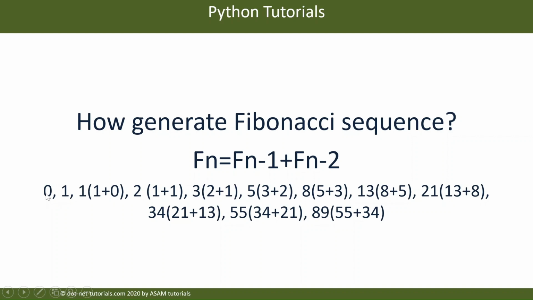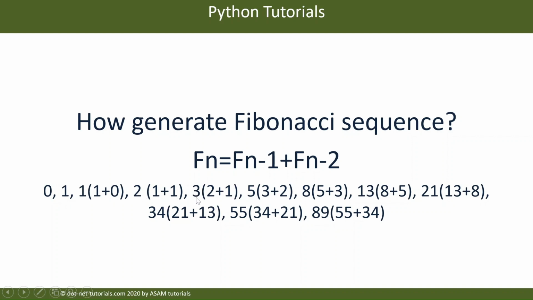Let's take an example with these two numbers. To generate the next one, Fn minus 1 is this and Fn minus 2 is this, so 1 plus 0 equals 1. In a similar way, the next is 2: Fn minus 1 is this, Fn minus 2 is this, so 1 plus 1 is 2.